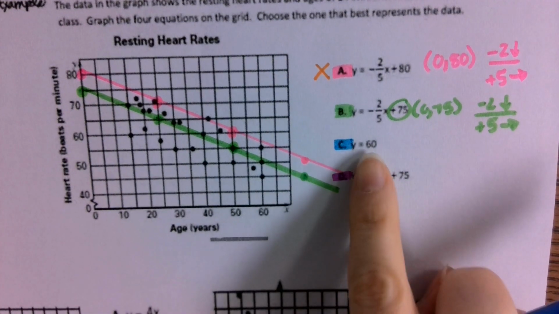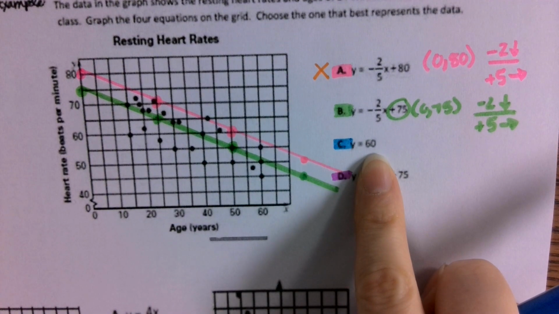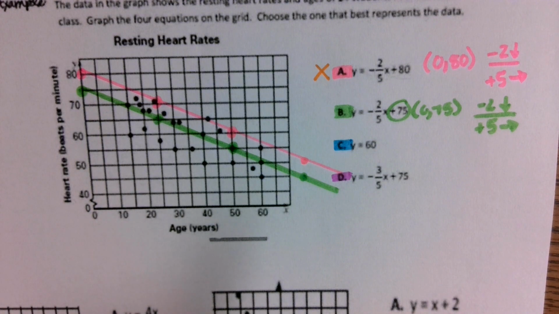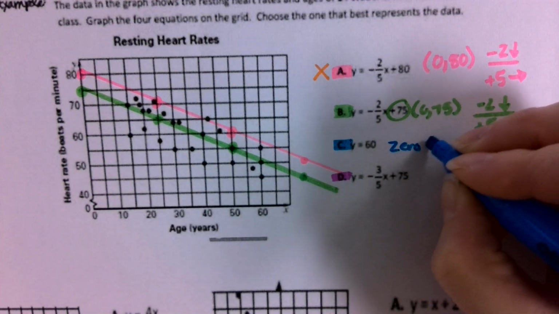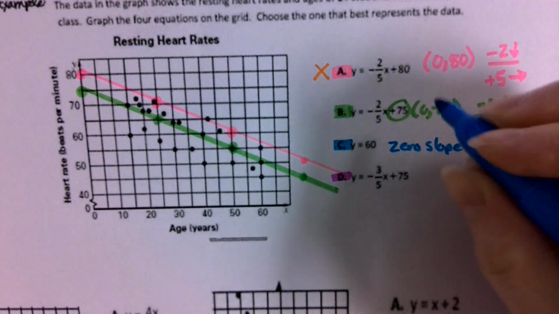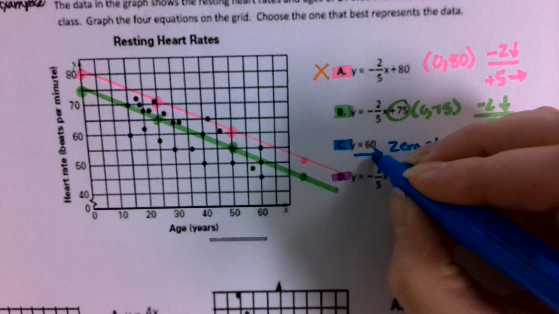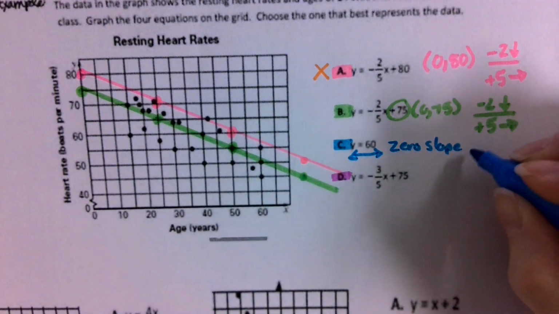Okay? Now we're going to do y is equal to 60. That's one of those special lines. Who remembers what a special line of y equals looks like? Hassan? It's a zero slope. So that means it's a horizontal line. This is a zero slope. So that means it's going to be a horizontal line at the point 0, 60.